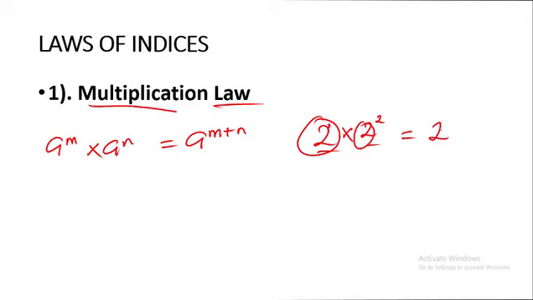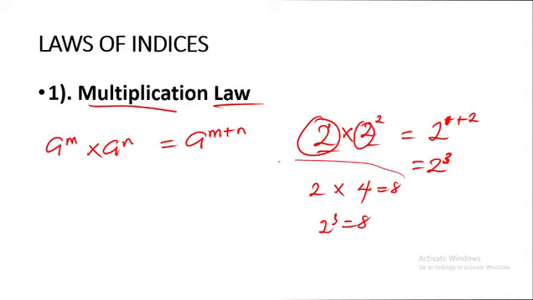What is the power here? 1. So we have 1 plus 2, and that will give us 2 raised to power 3. Now let us check if it is true. 2 raised to power 2 here is 4, and 2 times 4 is 8. Also 2 raised to power 3 is equal to 8. So we agree that this law is correct. If we have a raised to power m times a raised to power n, it's just equal to a raised to power m plus n.